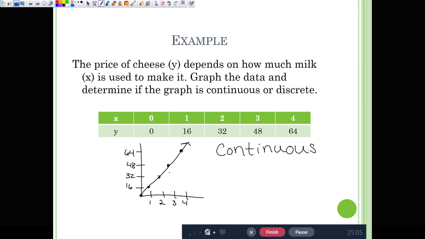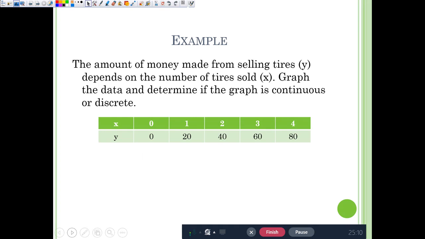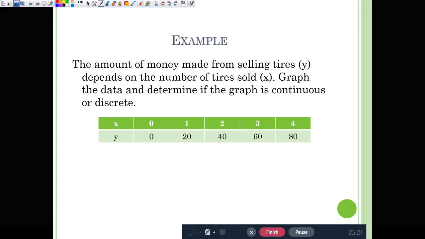Okay, so let's look at our next one. So let's look at the amount of money made from selling tires, y, which depends on the number of tires sold, x. Graph the data and determine if the graph is continuous or discrete. So I'm going to draw my graph. Again, I'm not going to have negative tires. I'm going to go up by 20. So 20, 40, 60, 80, and 1, 2, 3, 4.